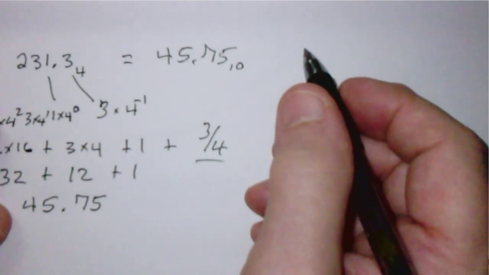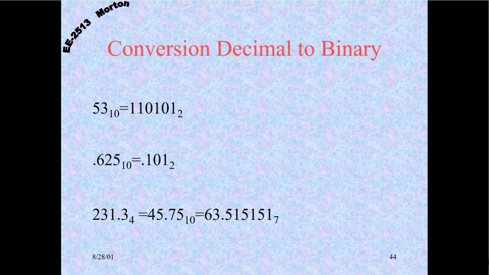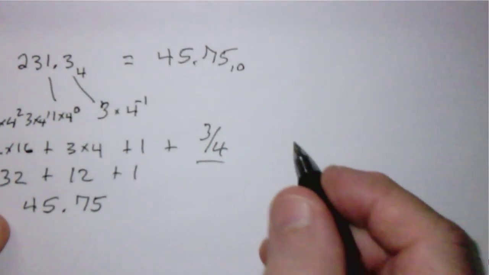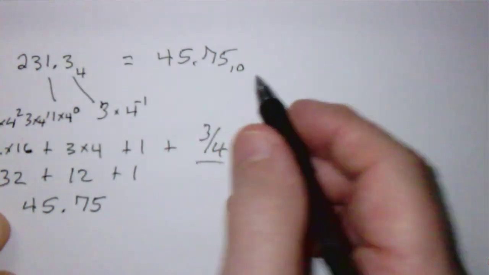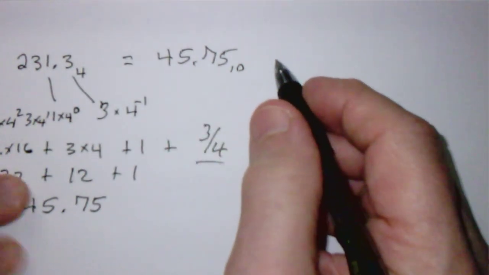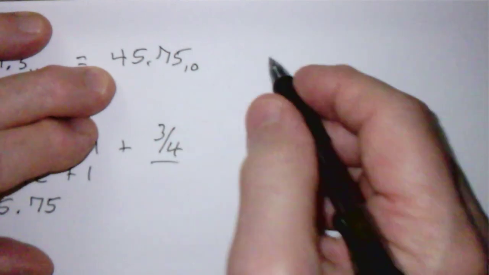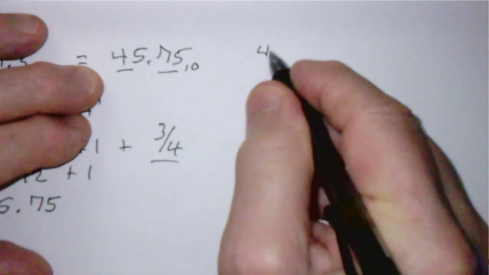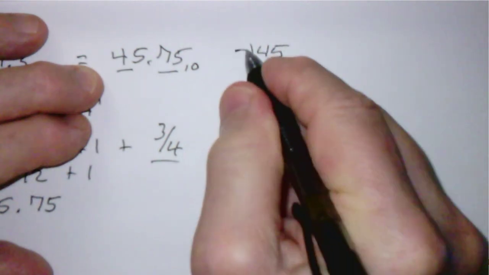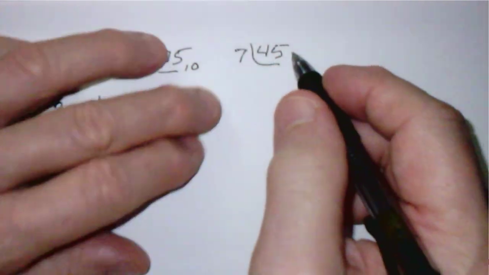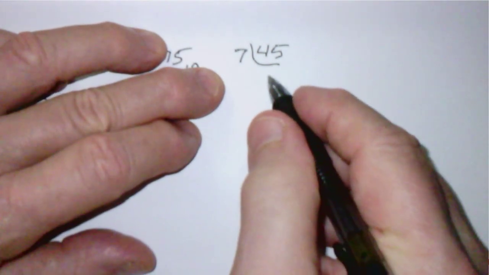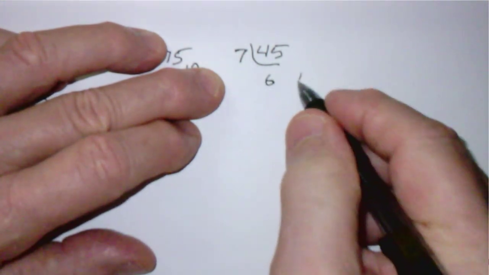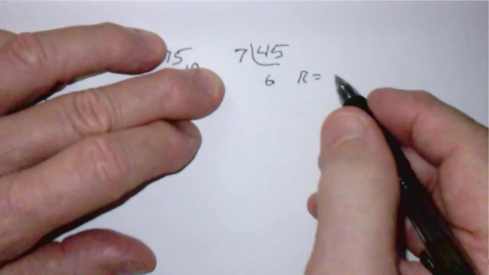Now, let's make sure we're good so far. Yeah, it looks okay. Now we're going to go to base 7. So we have 45.75 base 10, and we want to go to base 7. How do we do it? Same thing we did before. So we start with the integer portion, and we'll do the fractional portion in a minute. So we take 45, and we divide by 7. So 45 divided by 7 is 6, right? 6 times 7 is 42. So that's 6, and a remainder of 45 minus 42 is 3.